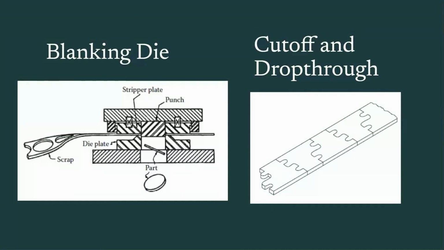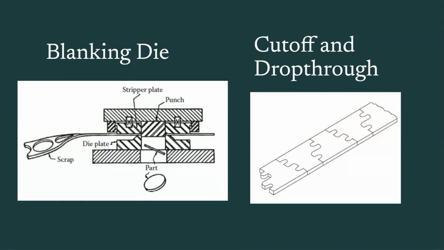Two other forms of dies worth mentioning are the blanking die and the cutoff and drop through. The blanking die allows you to have any profile perimeter you want. It cuts out the entire part. The drawback here is that there's a lot of wasted scrap, as this requires extra material between parts as well as around the part. So it is not as efficient.